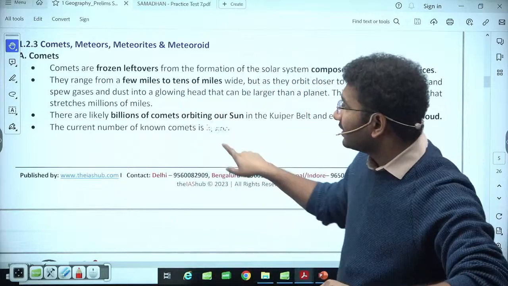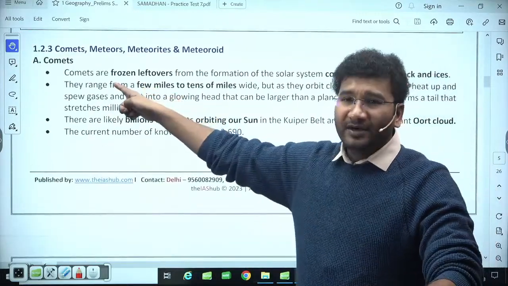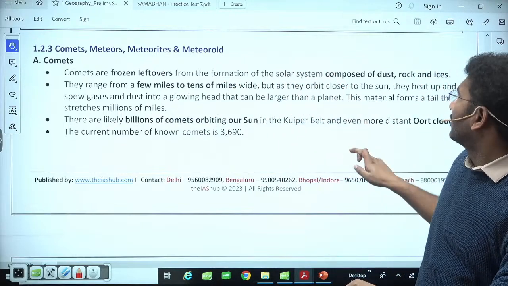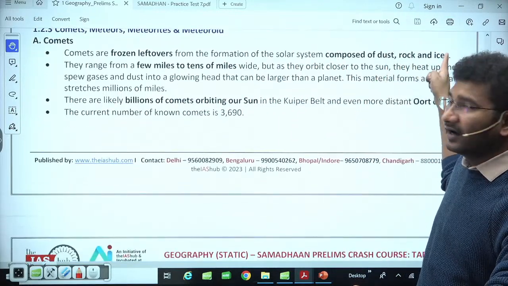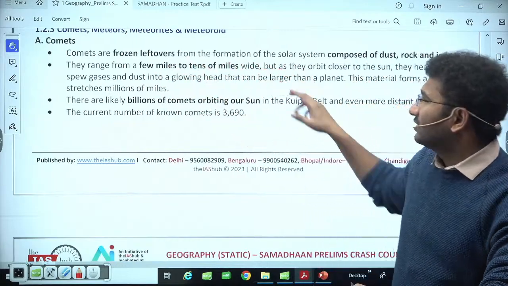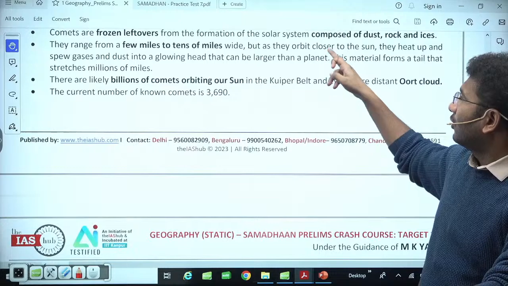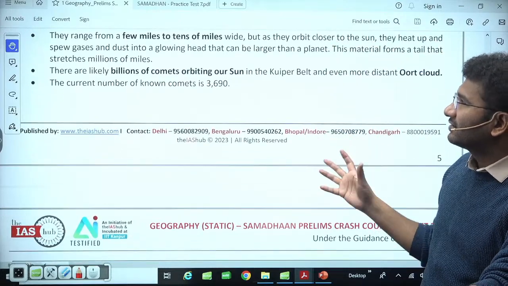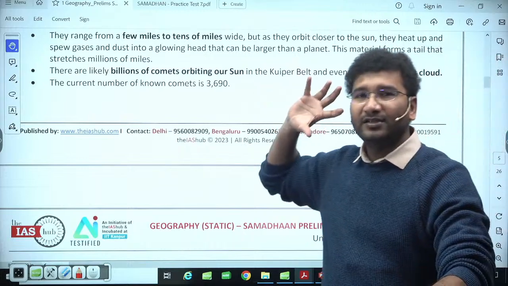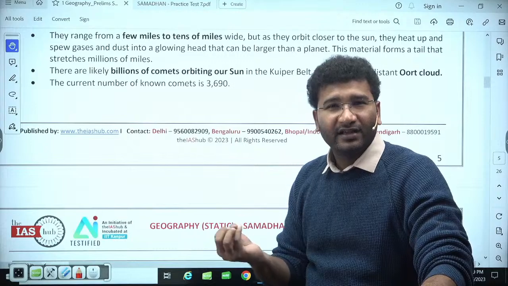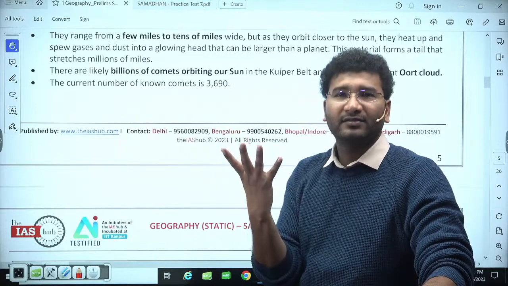Look, comets are frozen leftovers from the formation of the solar system, composed of dust, rock and ice. They range from a few miles to almost tens of miles wide. They orbit closer to the sun and they heat up and spew gases and dust into a glowing head. That means whenever they are coming near the sun, there are gases present. When they get exposed, they heat up and sometimes blast.